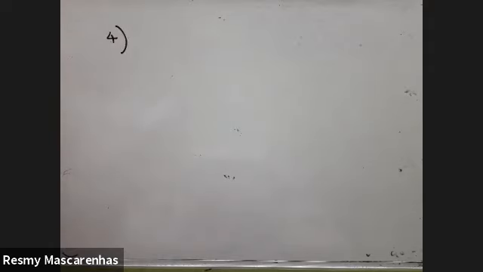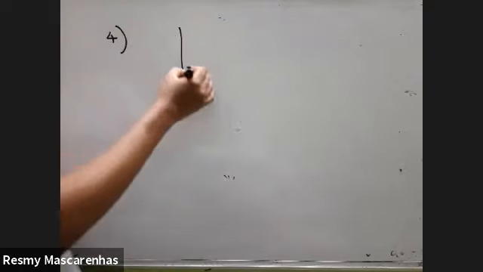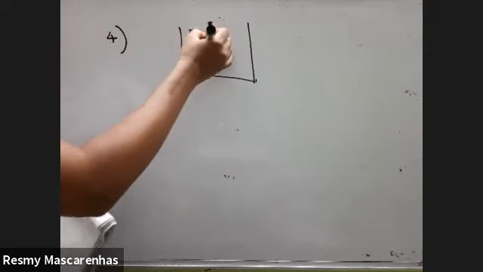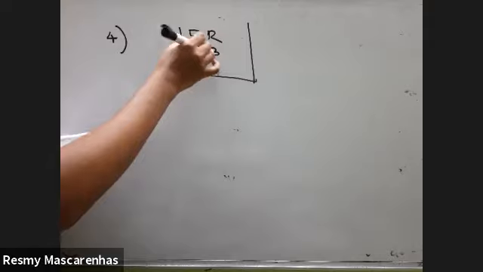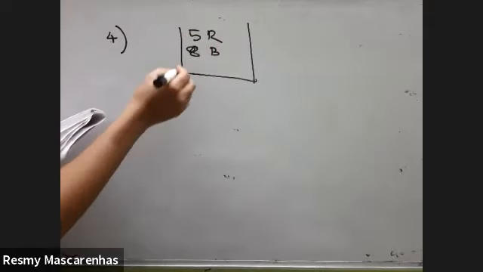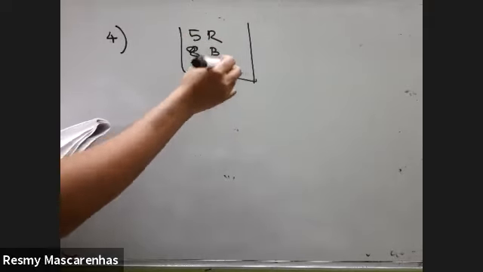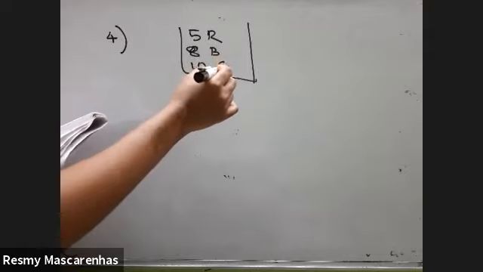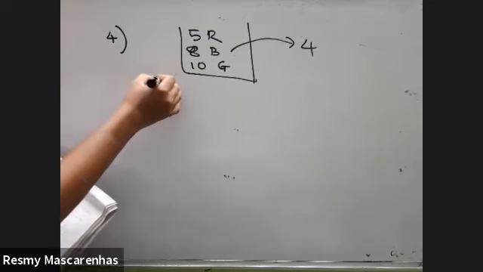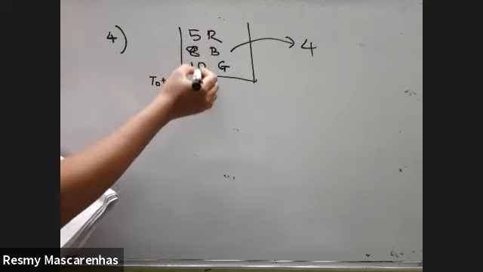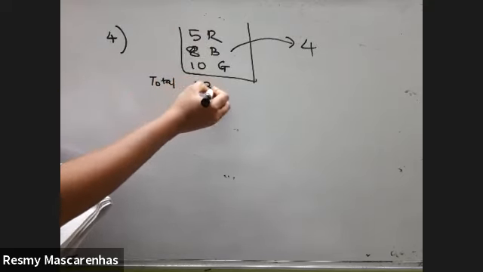The fourth question says there is a box which contains 5 red marbles, 8 blue marbles, and 10 green marbles. And from there, 4 marbles are drawn out of the box. In total, how many marbles? So that will be 23 marbles.